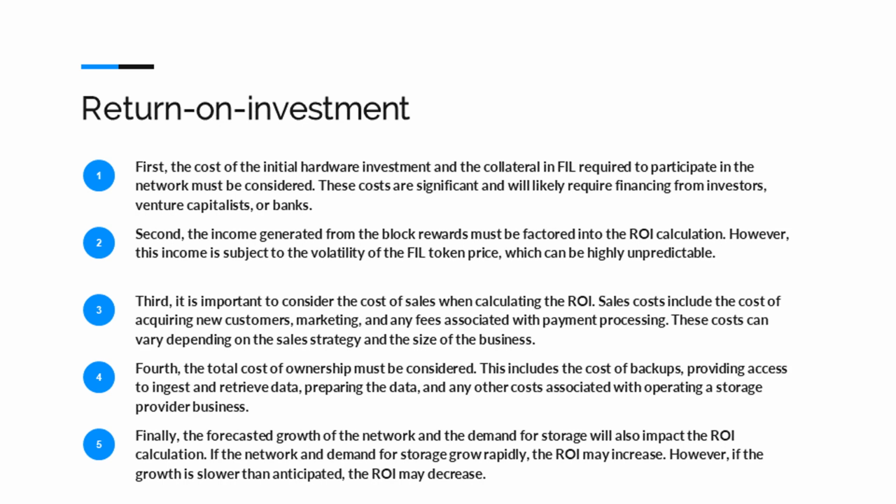First, the cost of initial hardware investment and collateral required to participate in the network must be considered. These costs are significant and will likely require financing from investors, venture capitalists, or banks. Second, the income guaranteed from the block rewards must be factored into the ROI calculation. However, this income is subject to the volatility of the FIL token price, which can be highly unpredictable.